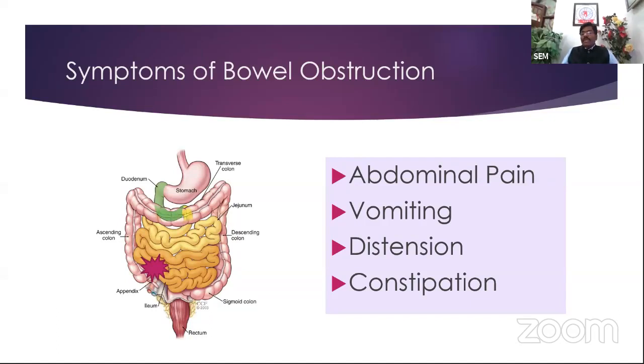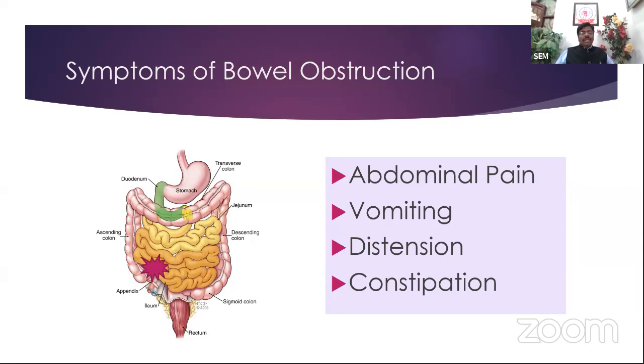Being small bowel, which is mid-gut, they have a central abdominal pain. And it comes in waves. That is very important. It is not a continuous pain. They are actually colicky, intermittent pains, pain coming in waves, or you can say coming and going, waxing and waning pains. So that is a classical description of intestinal obstruction.